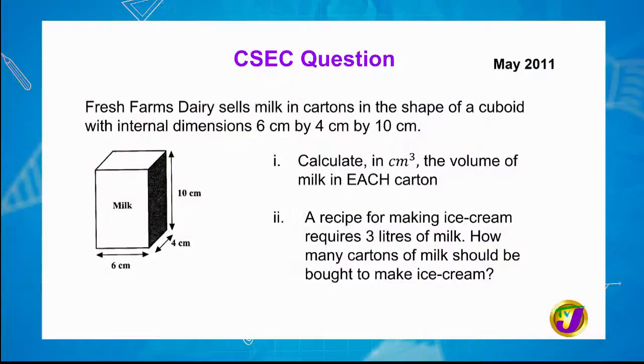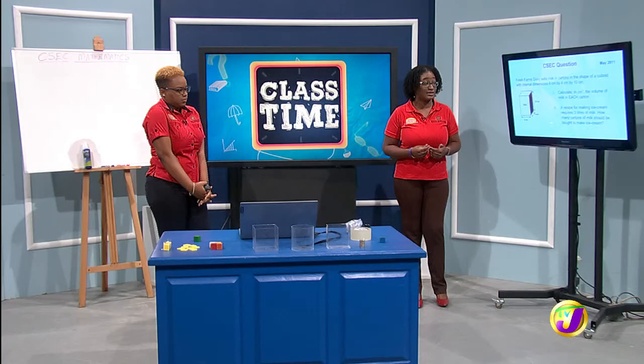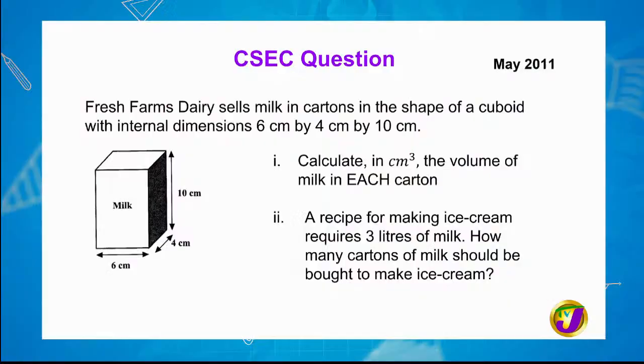All right. So just in case you are just joining us, we're talking about Fresh Farms Dairy and the fact that they sell milk in cartons that are in the shape of a cuboid with internal dimensions of 6 centimeters by 4 centimeters by 10 centimeters. And we're being asked to calculate in cubic centimeters the volume of milk in each carton. Now, of course, we're saying the carton full to the brim. So we're talking about the volume of milk.